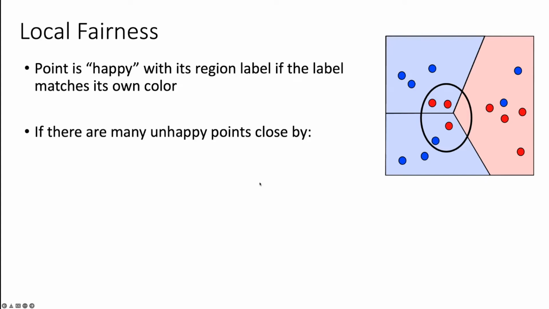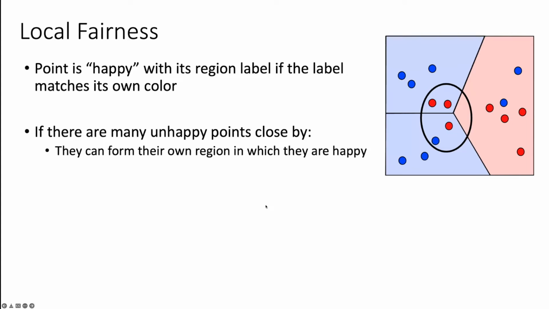Now, if there are many unhappy points which are close by, so think about this oval on this figure, where there are 3 red points in blue districts but close to each other, then these points could deviate and form their own region in which they are happy. This oval could form its own region, and that region would get a red label. So these red points are initially unhappy, and had they formed this new region, they would have been happy in that region.